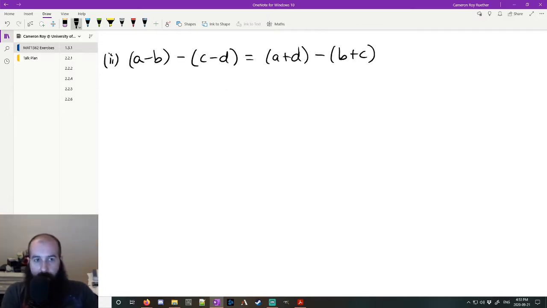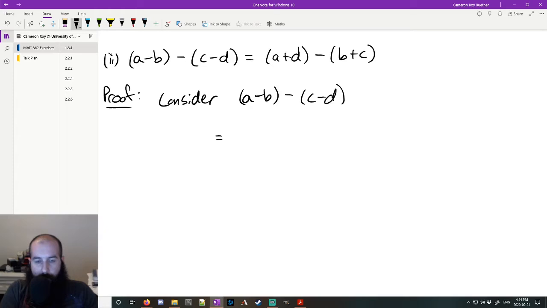The second statement says that A minus B all subtract C minus D is this on the left. So we can begin our proof. Let's consider the right-hand side. We'll unpack this with the definition of subtraction, like so. Check all our brackets.